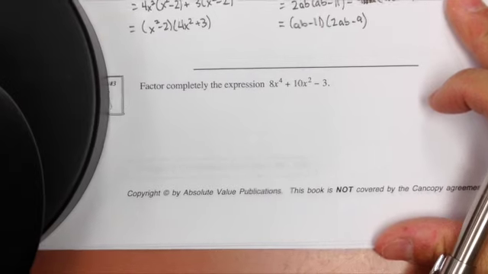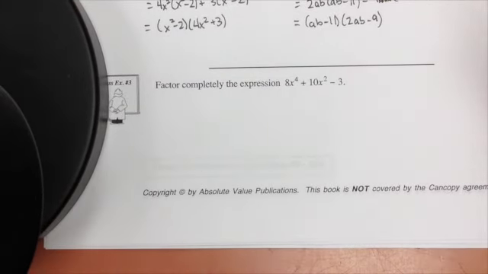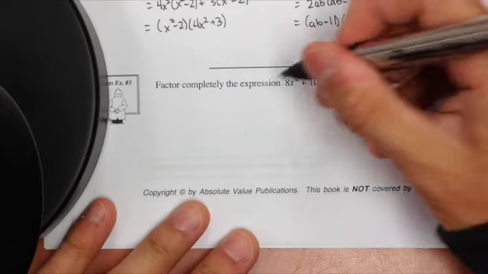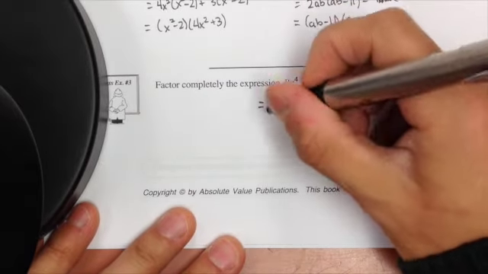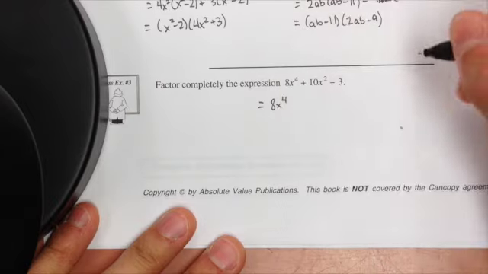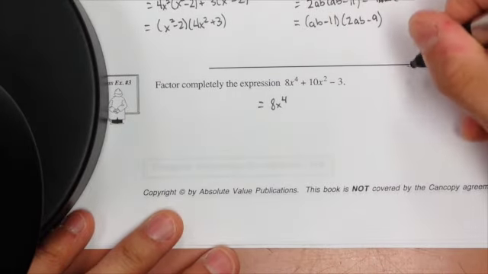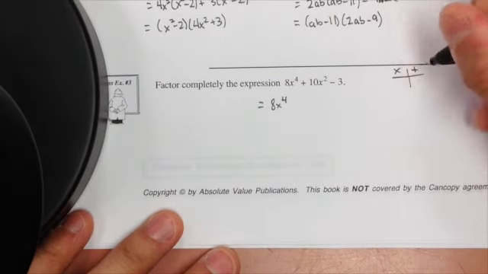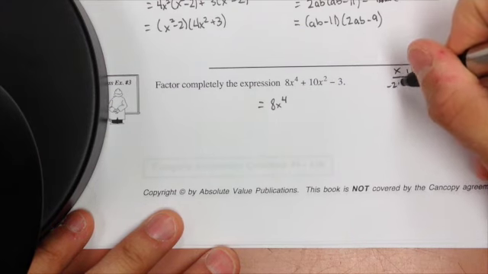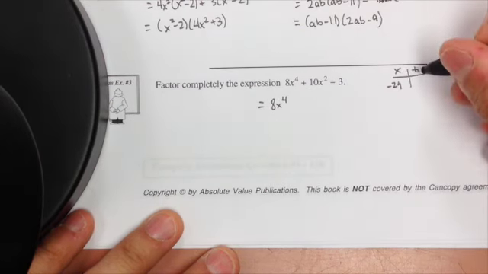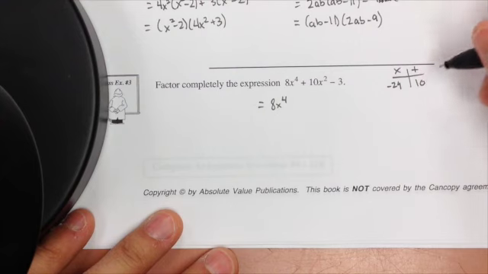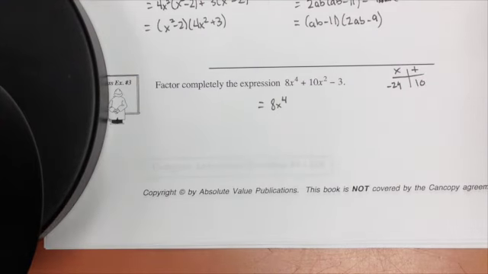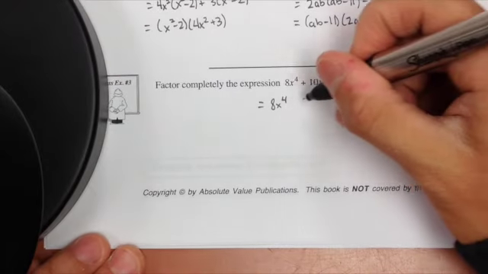Alright, so let's factor this expression. 8x to the fourth plus 10x squared minus 3. Now, when we factor this, remember that we need to have a product of negative 24, and a sum of positive 10. Okay, so 12 and negative 2 will give us those answers.